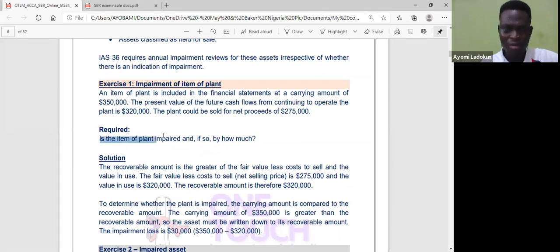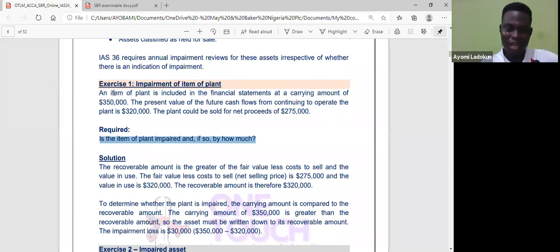Now, let me look at the requirement. It says, is the item of plant impaired? And if so, by how much? All right. Now, this is quite straightforward, right? I'm trying to build you up to a level. Now, it already asks me, is it impaired? In fact, at CR or SBR level, don't expect the examiner to give you this kind of requirement. I'm going to show you the kind of requirement you should expect. But because I'm teaching, I needed to take you from the grassroots to the complex roots. Right. Now let's take a look.